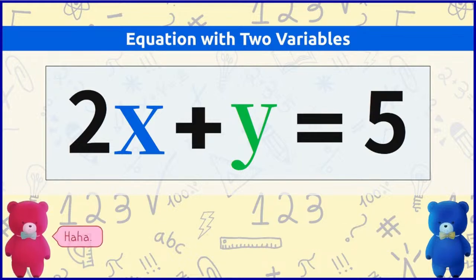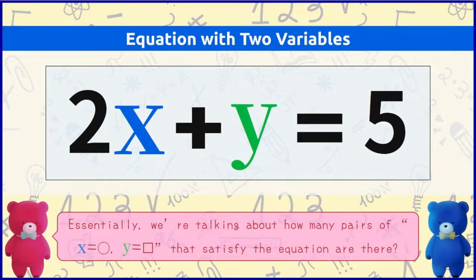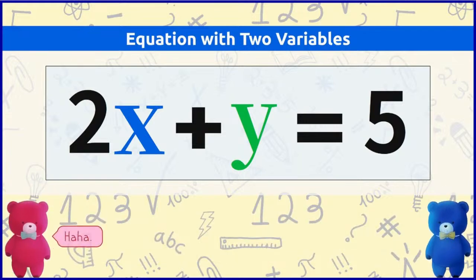Don't mix up the number of variables and the number of solutions. Essentially, we're talking about how many pairs of x equals circle, y equals square that satisfy the equation there are. Oh, that makes sense.